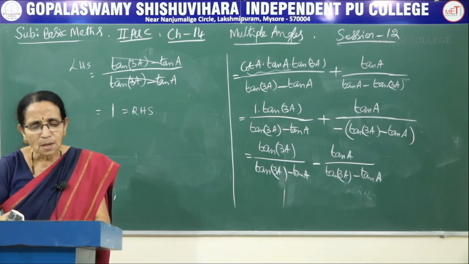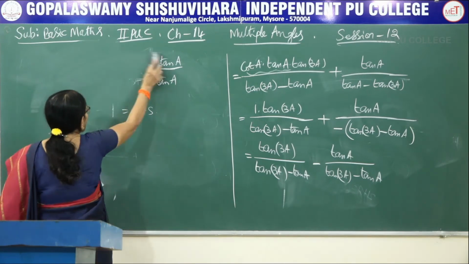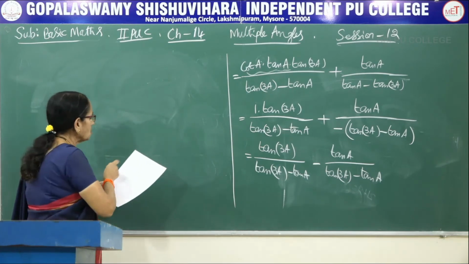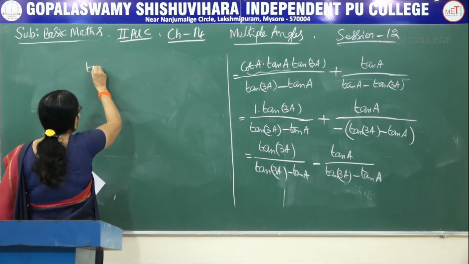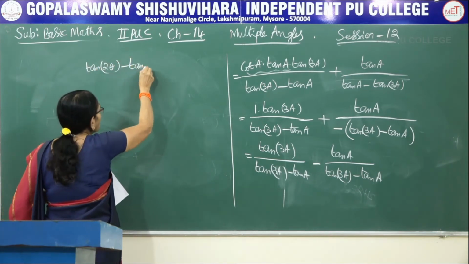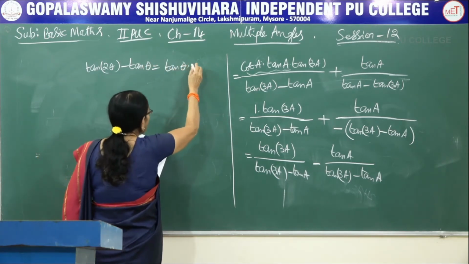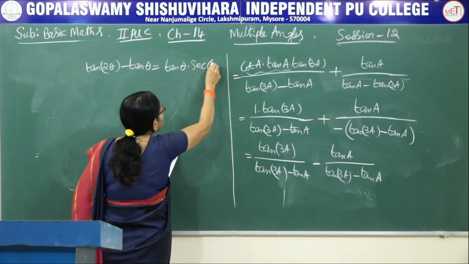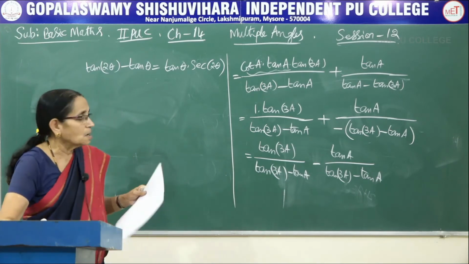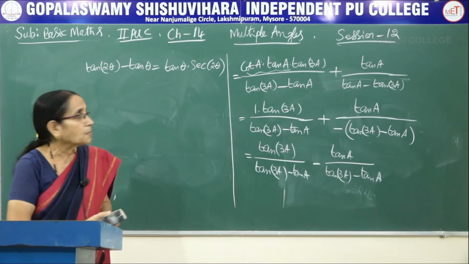Now another problem on the multiple angle. Here we are going to prove this result. Prove that tan of 2 theta minus tan of theta should be equal to tan of theta into secant of 2 theta. Tan 2 theta minus tan theta should be equal to tan theta into secant of 2 theta.